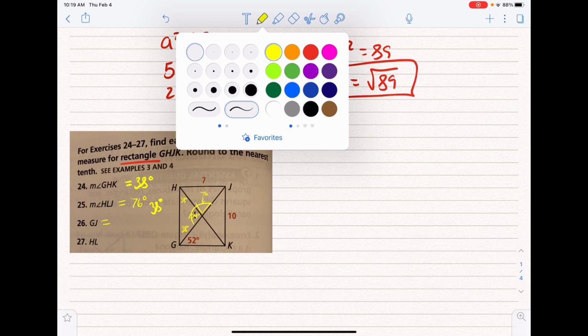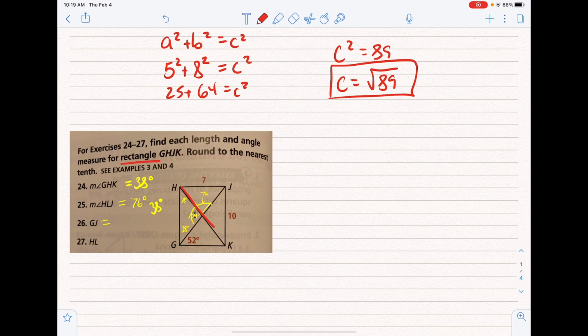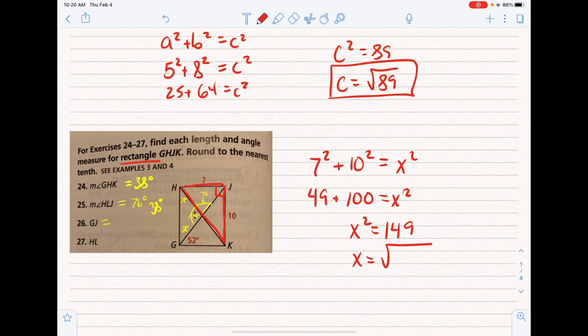GJ is one of those diagonals, and we know the diagonals of a rectangle are congruent. We're going to use the Pythagorean theorem, okay? So we know that 7 squared plus 10 squared is going to be equal to whatever that other side is squared. That's 49 plus 100 is equal to x squared. So therefore, x squared is equal to 149. X is equal to the square root of 149.